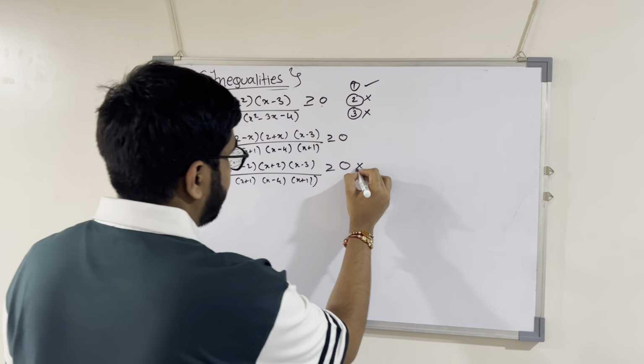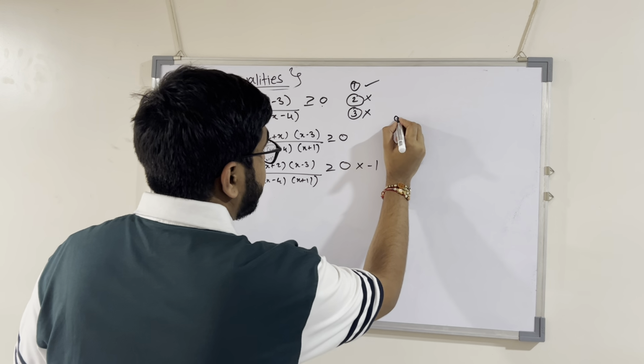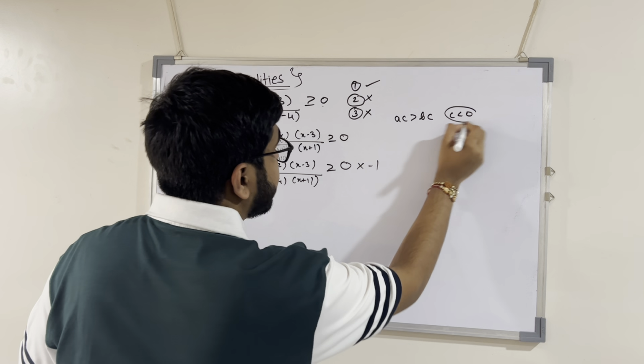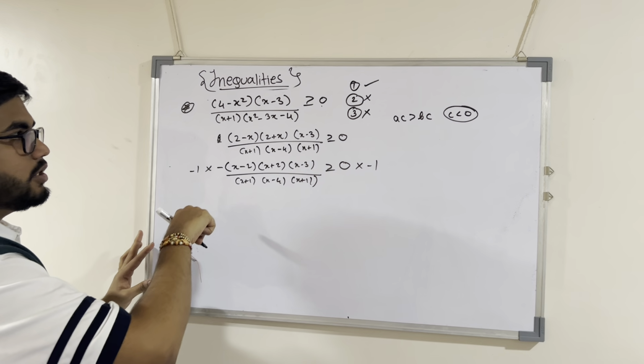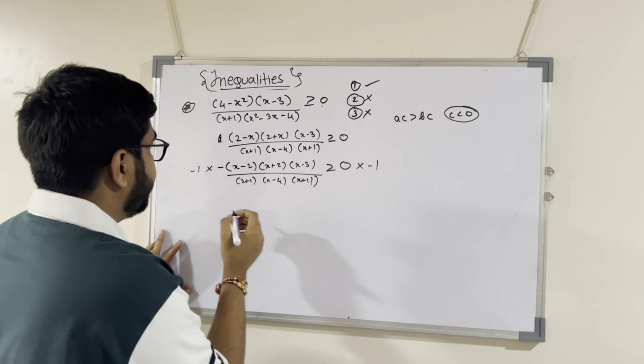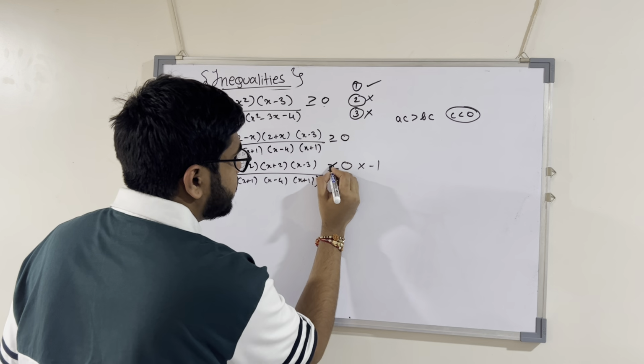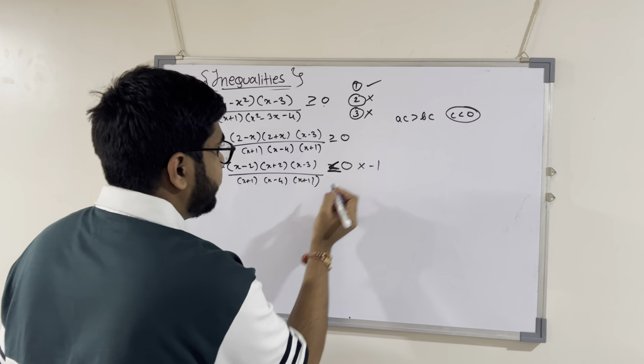Minus 1, minus 1. So remember that if AC is greater than BC and C is less than 0, the sign will change. Why will the sign change? We have already gone through it. So the sign will change. This will now be less than or equal to 0, right?